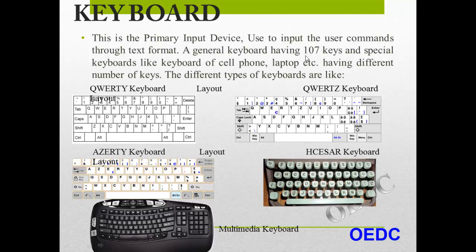The general keyboard has 107 different keys, and special keyboards like the keyboard of a cell phone, laptop, etc. have a different number of keys. The different types of keyboards, according to the layout, are QWERTY layout, then QWERTZ keyboard, AZERTY keyboard, HCESAR keyboard, and there are multimedia keyboards. These all are separated by their layout.